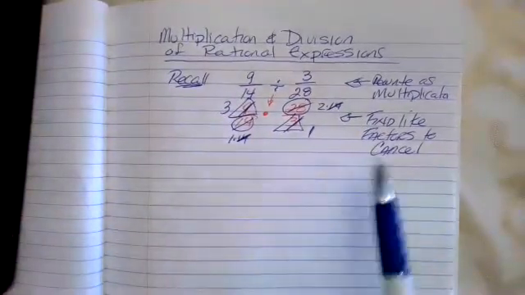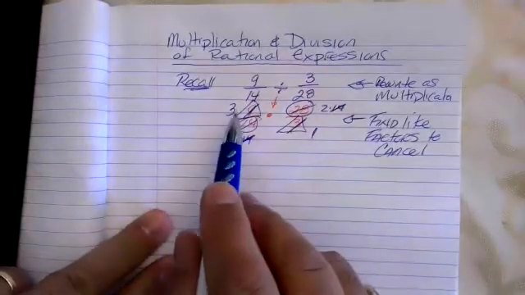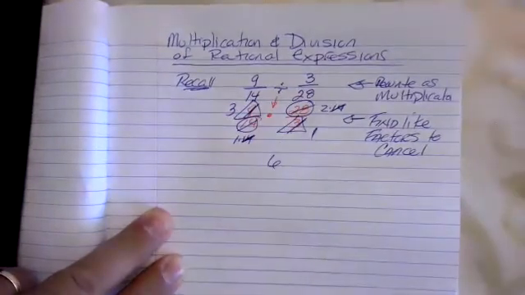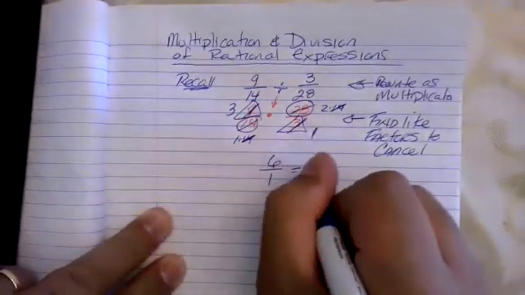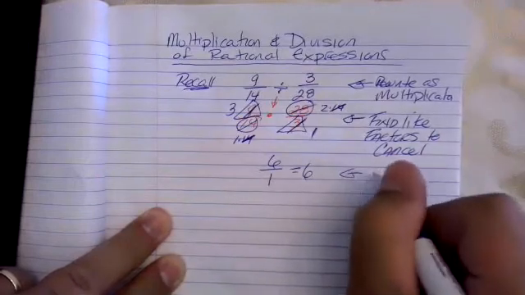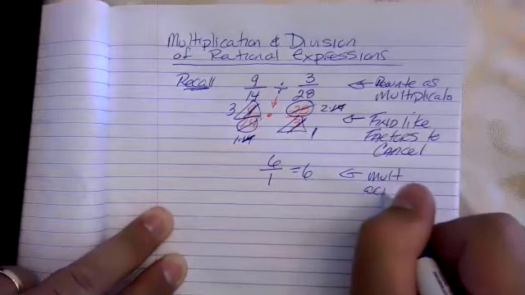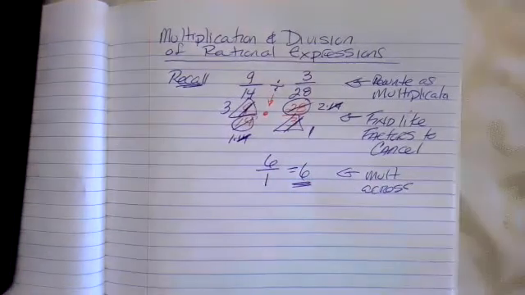And then once I find my like factors that I cancel out, I could then multiply straight across. 3 times 2 is 6, and 1 times 1 is 1. So when we multiply across, we get a final answer of 6 for this example.